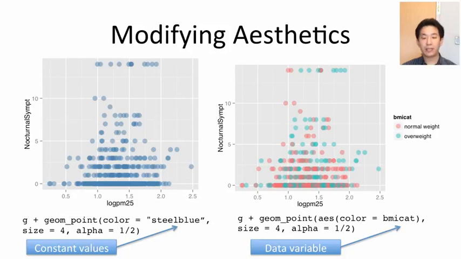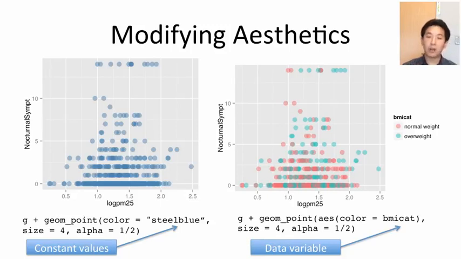The important thing to realize is that I placed these options in the geom point function, and each one of these options, the color, the size, the alpha, has been set to a constant. And so the constants are not aesthetics. They're just options for putting the points on the page. On the right hand side here, you can see that the plot looks similar, but there's 2 colors now, and each of the colors corresponds to whether the child is overweight or normal weight.